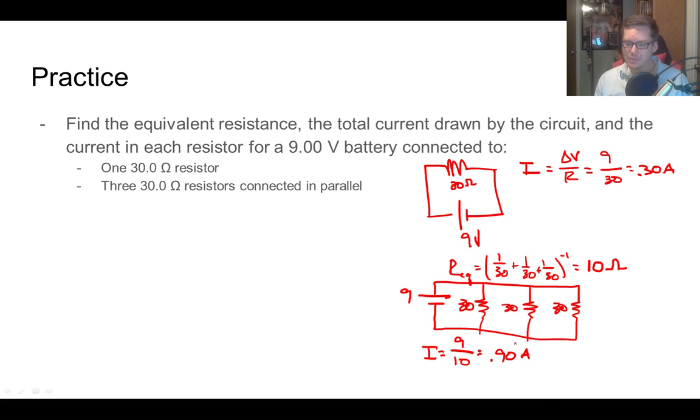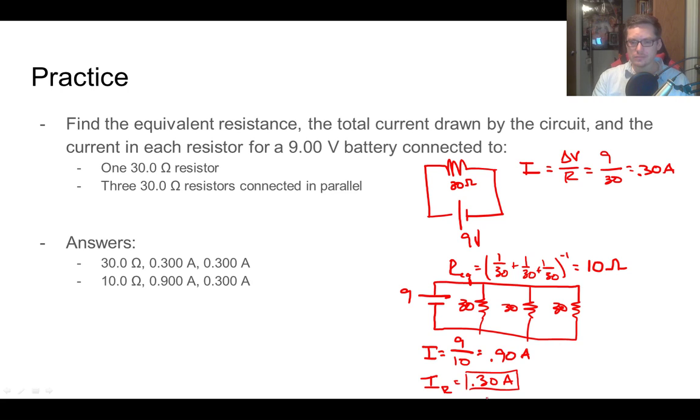But that's not the current across each resistor. Remember, once we're in parallel, the currents across each resistor have to add up to be the total current. The nice thing here is that because each resistor is equal to each other, the current has to be equal across each one. So the current across each of these resistors is just 0.9 divided by 3, or 0.30 amps.